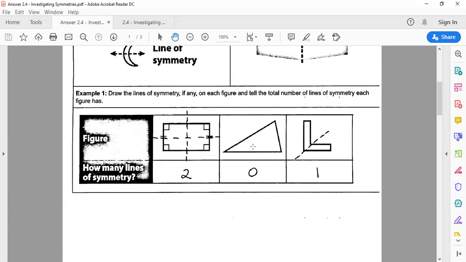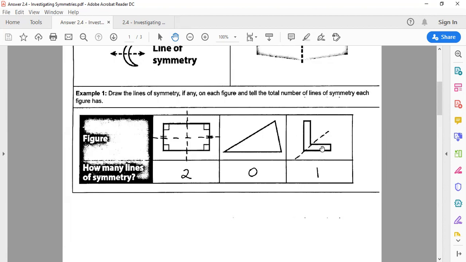The triangle here is a scalene, which means all the sides are different sizes. So this one has zero lines of symmetry. There's nowhere where you can draw a line and reflect it, and then the triangle would fall on itself and have the same image at the end.